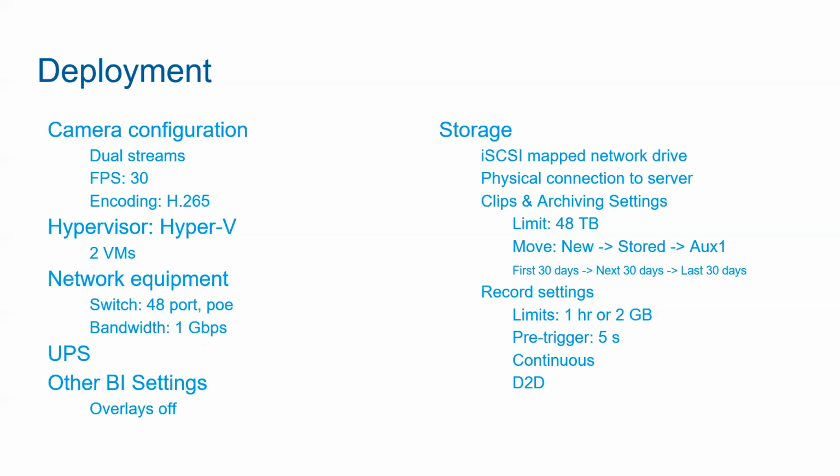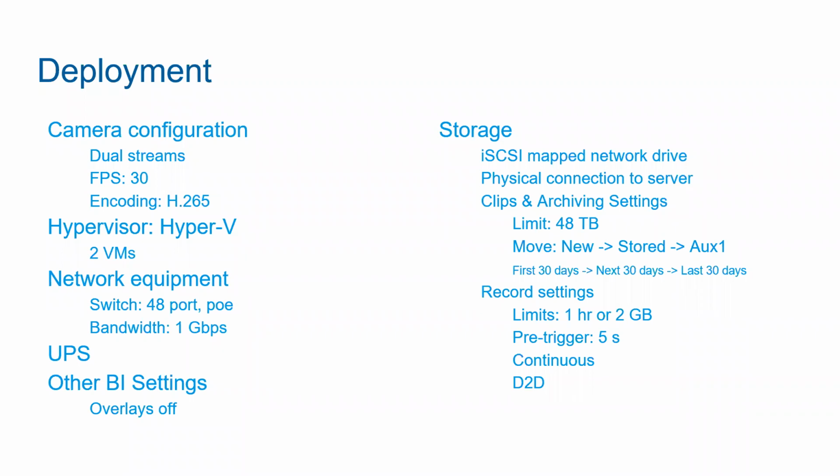And the hypervisors, he's got two VMs for the Blue Irises, and it's using Microsoft. Since Blue Iris is on Microsoft, it all kind of worked out because Hyper-V is Microsoft based. The network equipment, the switch is 48 ports. So I guess you got two switches, and each one's 1 gigabit. He's got backup power, UPS.